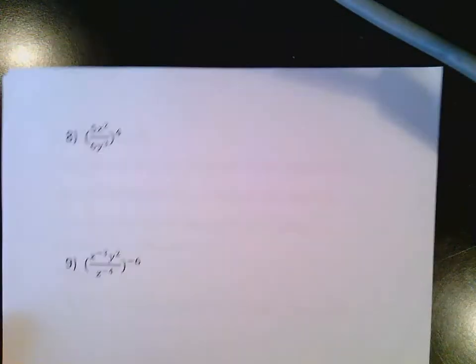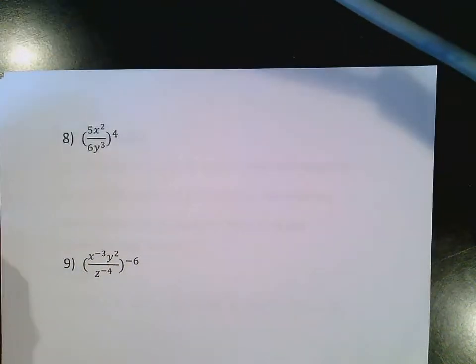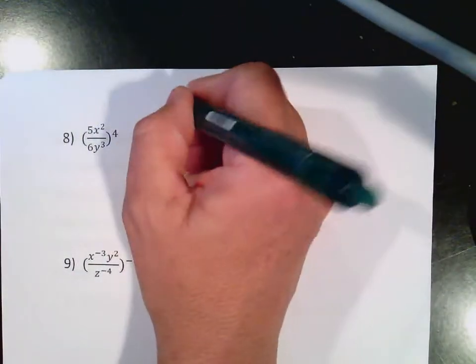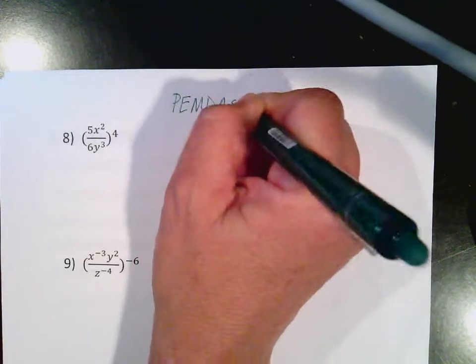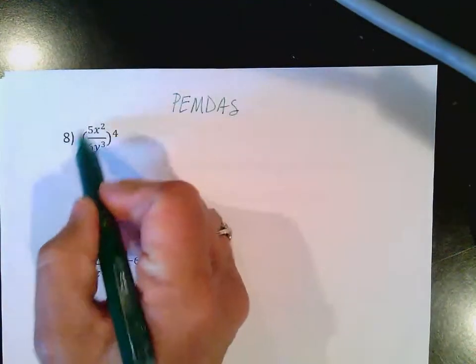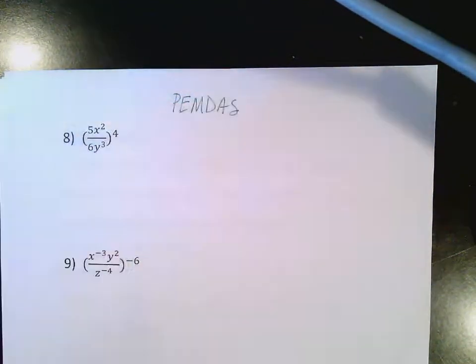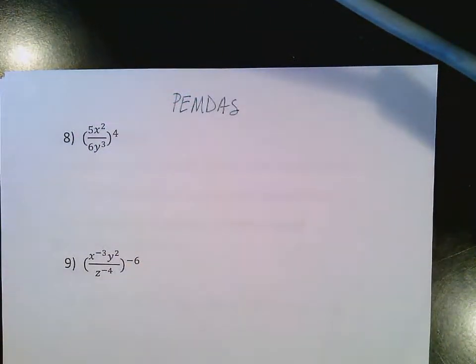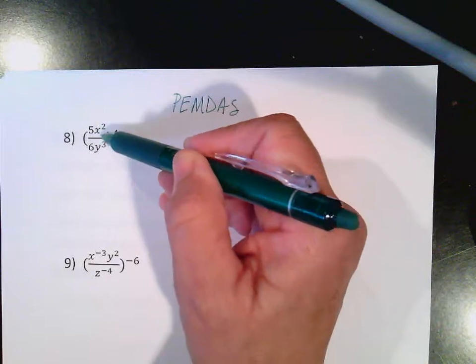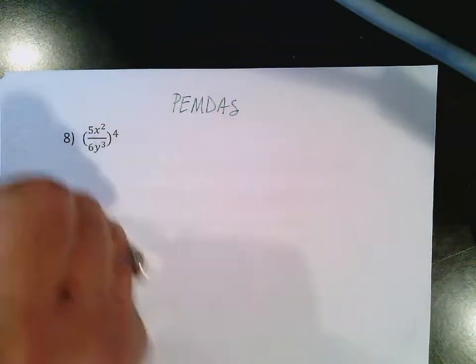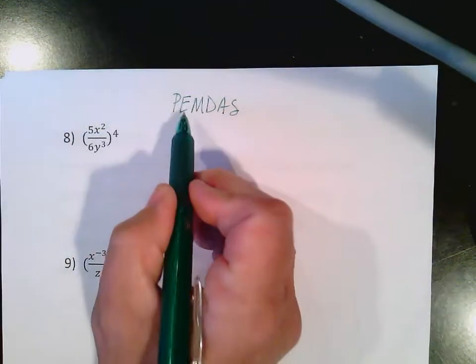This one, we've got a division problem being raised to a power. And I'm still going to refer back to PEMDAS. And we're going to do inside the parentheses if we can. If I can simplify my coefficients, I would, but there's nothing that goes into both 5 and 6, so there's really nothing to simplify there. I only have one x variable and one y variable, so there's nothing to simplify inside the parentheses. So my next step is to look to my exponents.